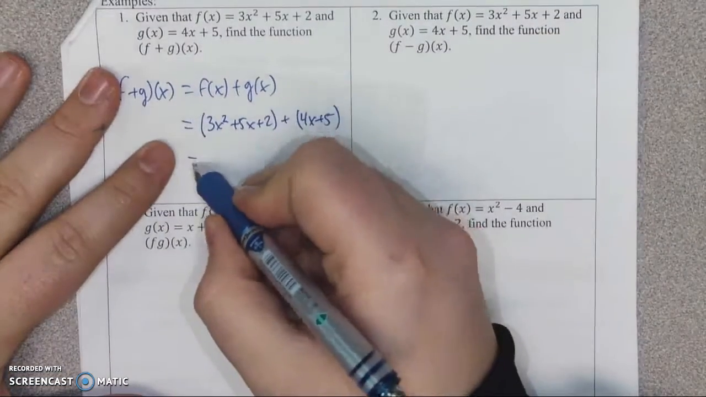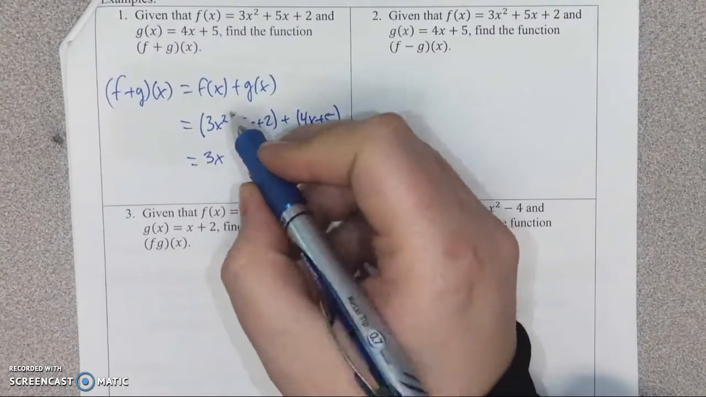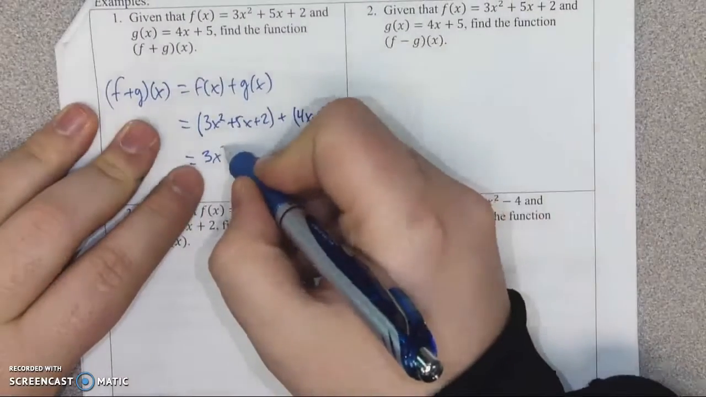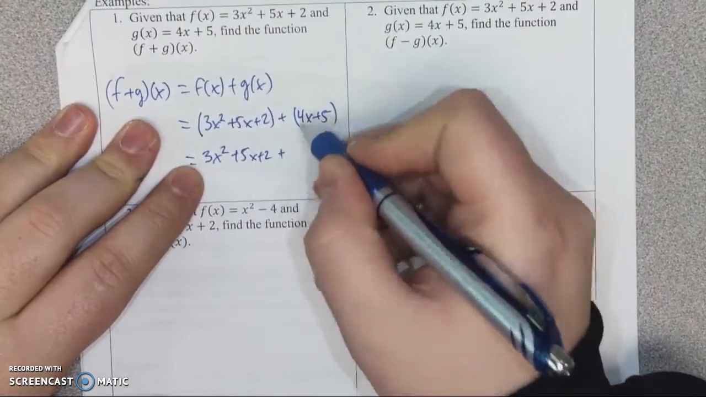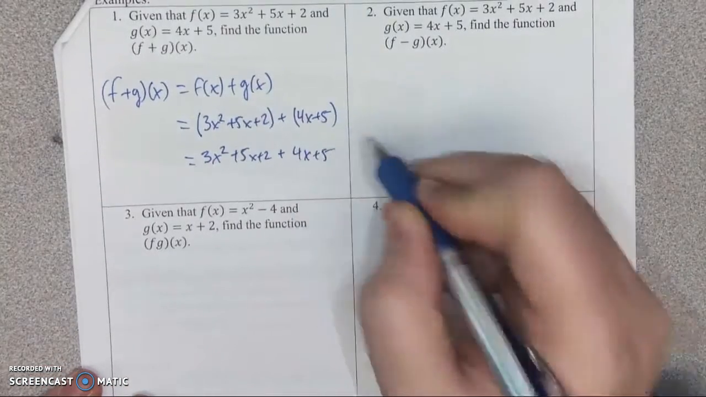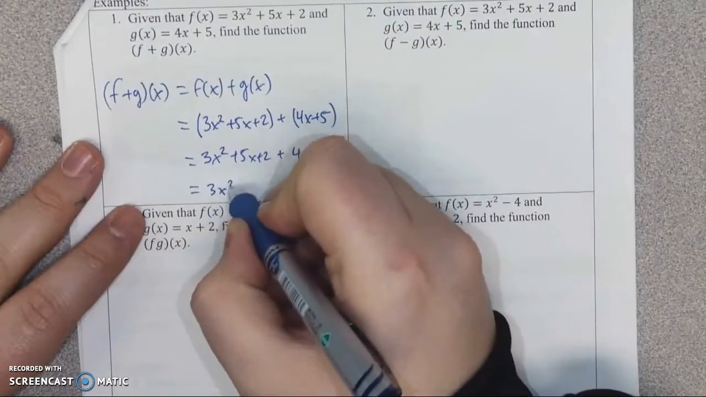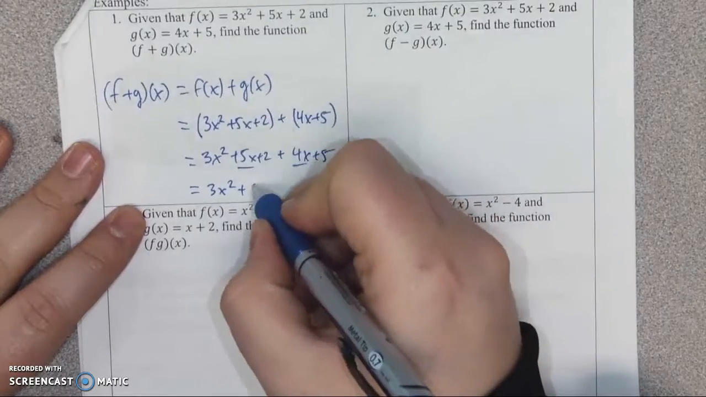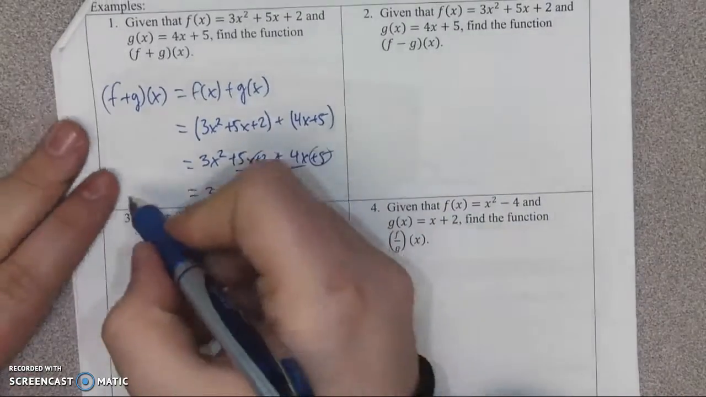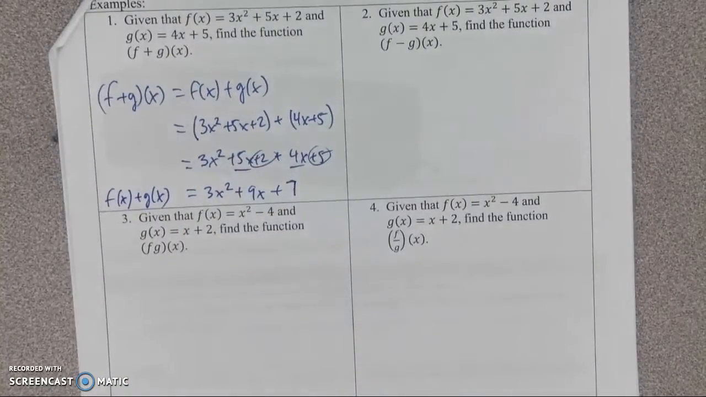Nothing to distribute in the first set, so we're just going to drop the parentheses. Always make sure to use parentheses when you're plugging in your function. So this will be 3x squared plus 5x plus 2 plus nothing to distribute in the second set since there's just a 1 out front. So this will be 4x plus 5. Simplifying this is just combining like terms. So you get 3x squared plus 4x, and 5x is 9x, and 2 and 5 is 7. And then we'll notate this as f of x plus g of x equals 3x squared plus 9x plus 7.